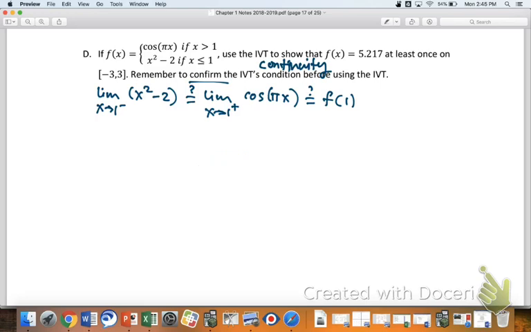Might as well. You plug 1 into that? Well, I haven't evaluated them yet. Does that make sense?